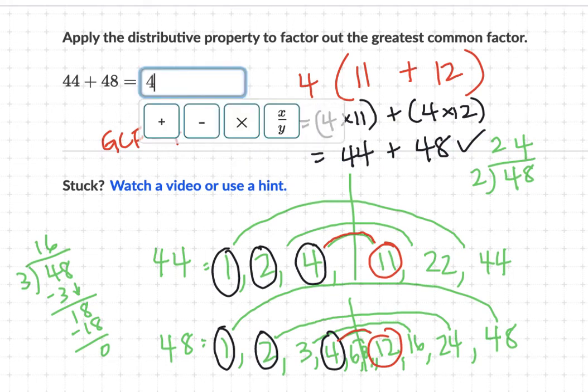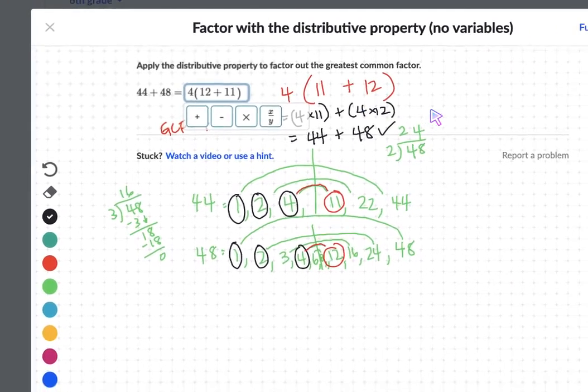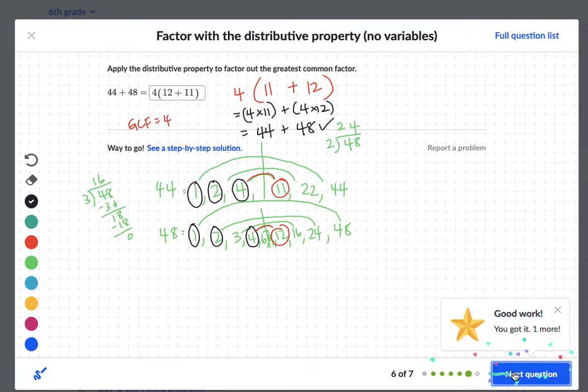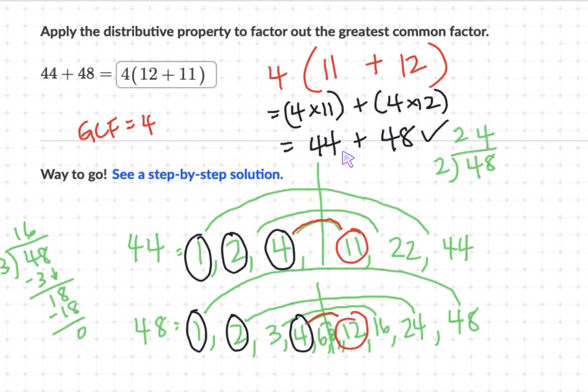Now let's try and see if Khan Academy will let us mix up the order. If instead of 11 plus 12, we put 12 plus 11. Okay, they let us put that in. Now that's because 44 plus 48 is the same as 48 plus 44. Okay, it's exactly the same thing. Now, warning, if there were a minus in there, the order definitely matters, because 44 minus 48 is very different than 48 minus 44.